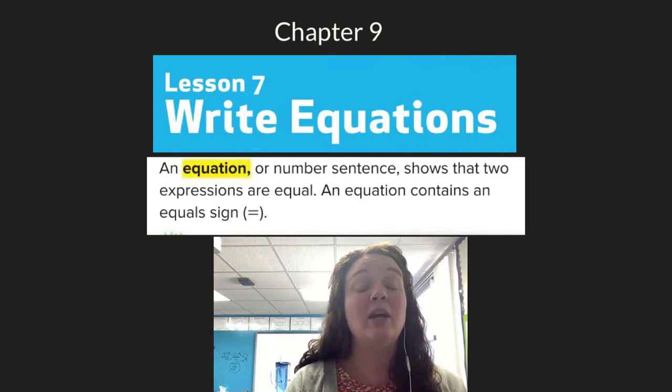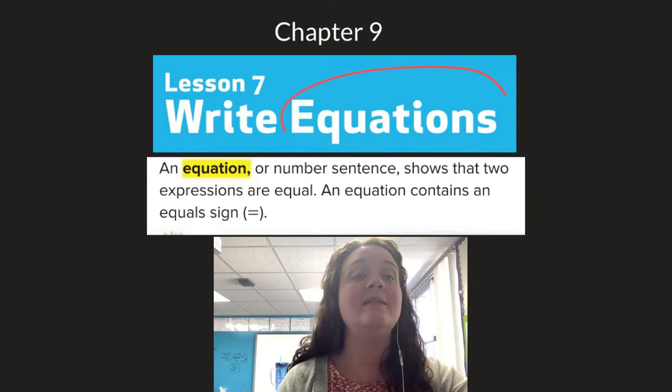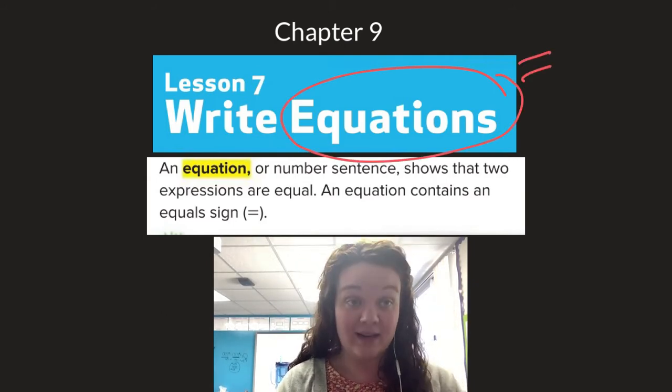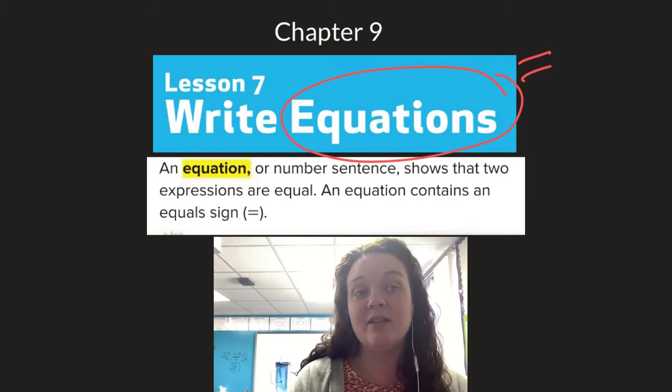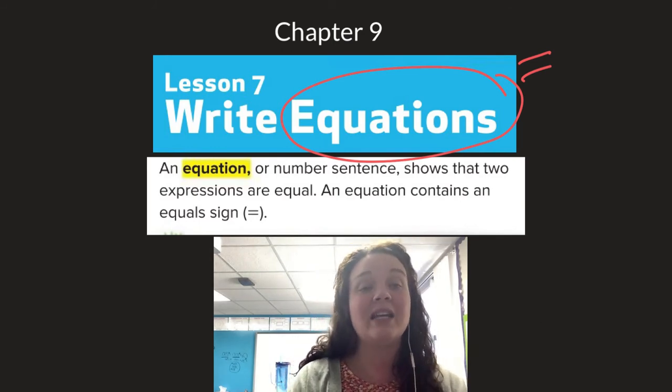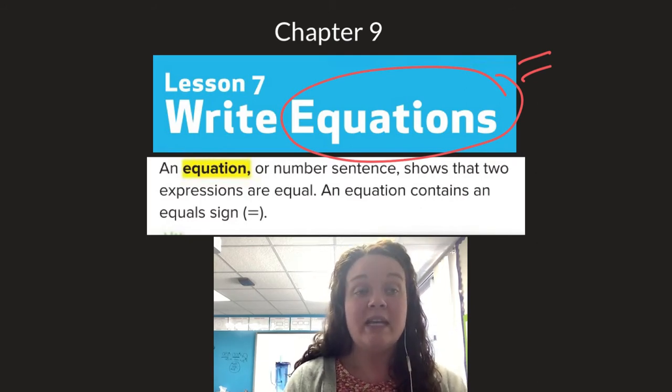Today we're going to be writing equations. Now we're not talking expressions anymore, so equations, they have equal signs. Okay, so an equation or a number sentence shows that two expressions are equal to each other. An equation contains an equal sign, so we would say solve equations.